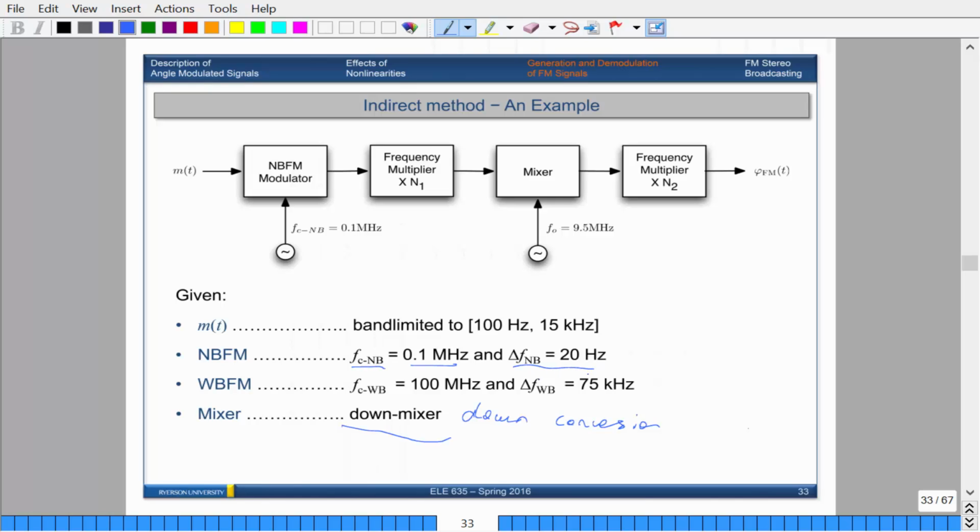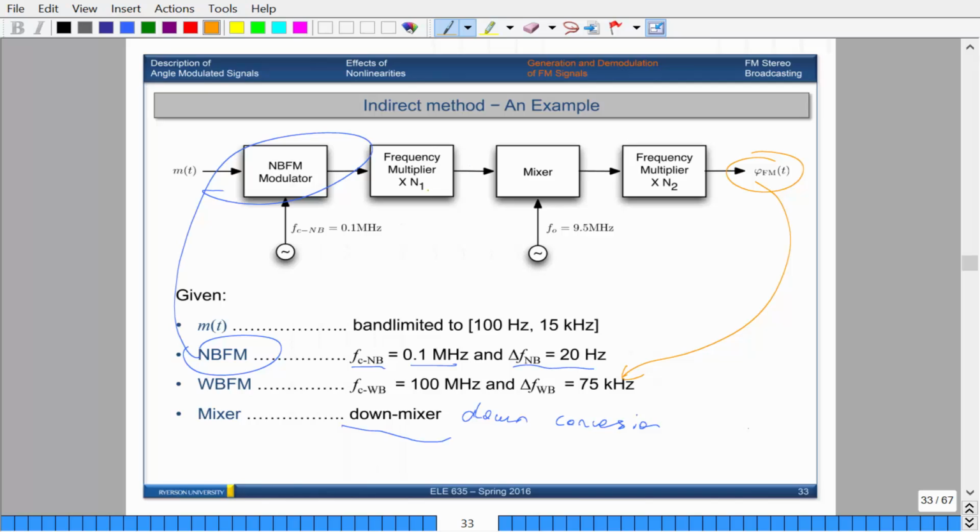Okay, so we have a narrowband frequency modulator that has a carrier frequency of 0.1 megahertz and a deviation of 20 hertz. So this belongs to this guy over here. And then you have a wideband frequency modulator. That's the desired output. Whatever is out here, this is what we want. We want the carrier frequency to be 100 megahertz and the deviation for the wideband to be 75.